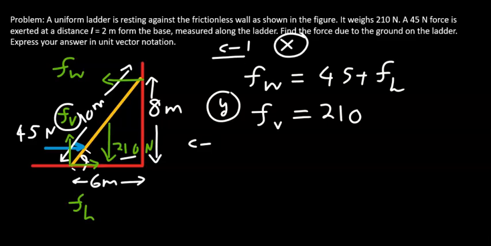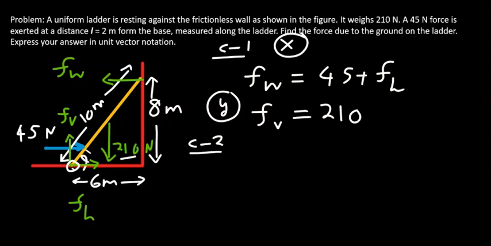Now condition 2 of static equilibrium, namely we want to balance all the torque. We can choose the point to compute the torque. So if we choose the base of the ladder, F sub H and F sub V will not show up in the equation. We will only have three terms: the torque due to 45 newtons, the torque due to the weight 210 newtons, and the torque due to F sub W, which is the force on the ladder from the wall.